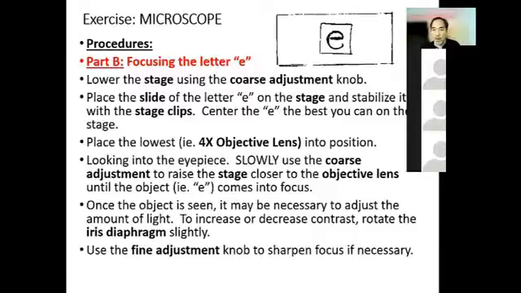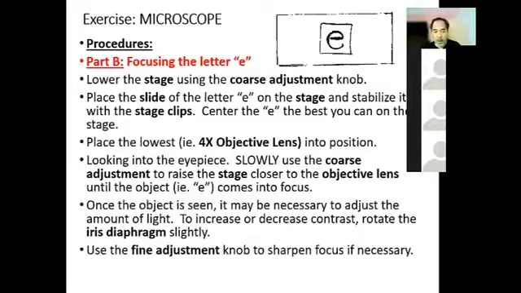Once you see the letter in the microscope, you can increase or decrease the contrast, which is adjusting the amount of light. On the bottom of the stage, you can turn that lever, and sometimes you can spread the light out, or sometimes you can focus the light. So you spread the light out so you can see the letter E. And then from there, do the fine adjustment again to sharpen the focus. So that's how you use a microscope.